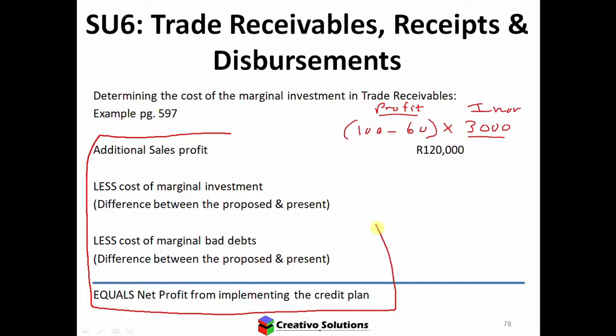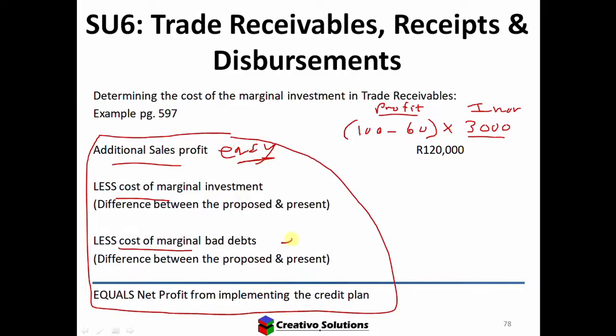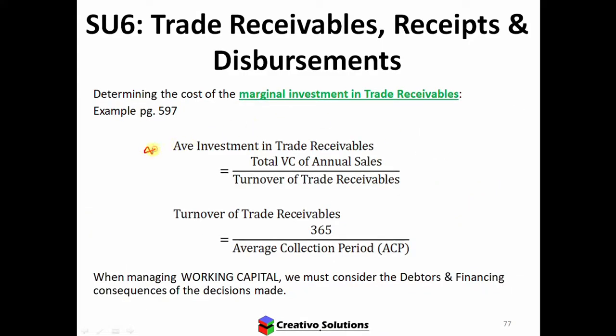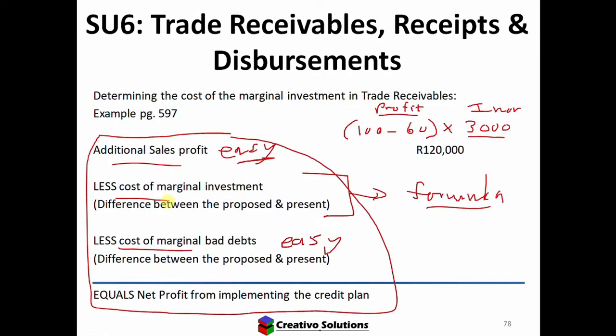When I get an exam question that asks me about credit policy, where I'm looking at debtors, because we're focusing on the business's point of view, the business is going to have to do these workings. This one is easy. You shouldn't struggle with that. This one is easy. You shouldn't struggle with that. It's this one that needs the formulas. Make sense? Yes. Those formulas are here. You need those two when you're calculating this middle one. It's not so easy.